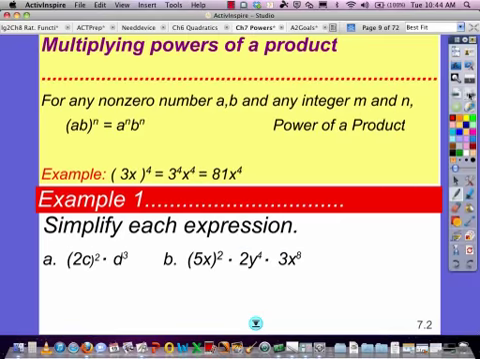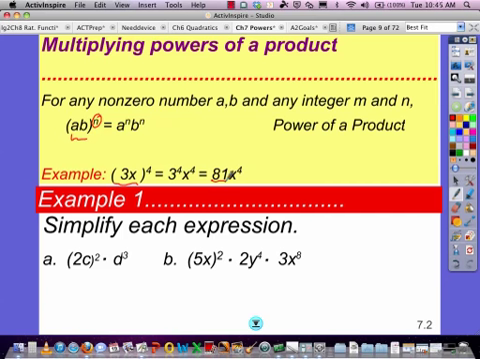Next one, multiplying powers of a product. If we have a product, two things multiplied together, taken to a power, the rule is you could take each one separately if that helps. So here's an example of 3x taken to the 4th power would be 3 to the 4th, x to the 4th. And 3 to the 4th is better known as 81 when we multiply it out, and 81x to the fourth would be the final answer.